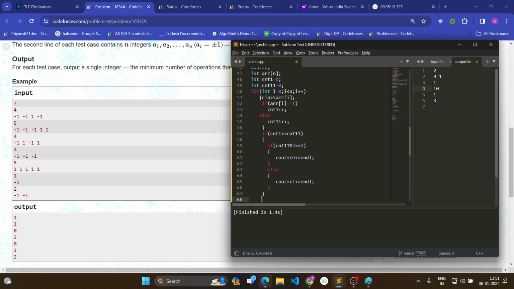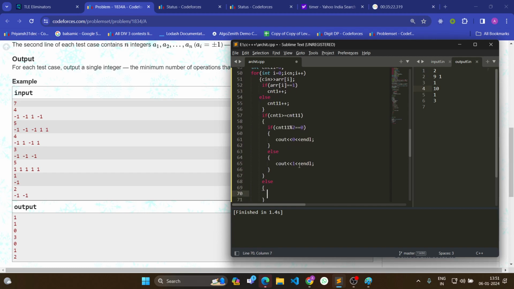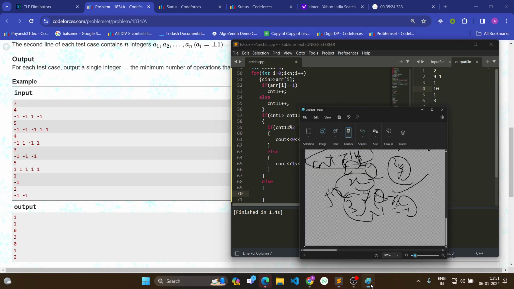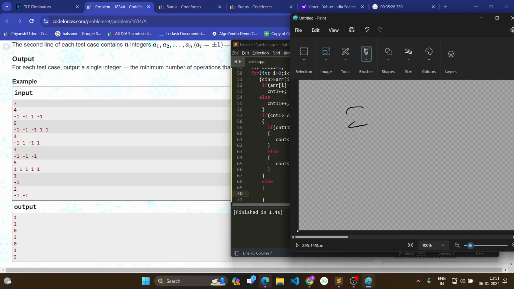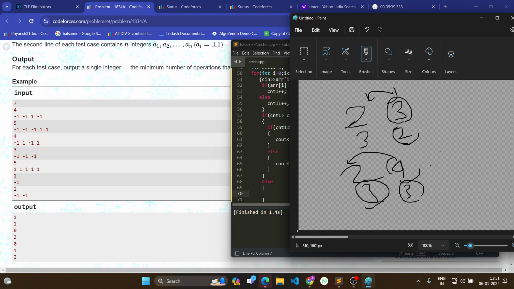Okay, and now comes the second condition. If count of 1 is less than count of -1, let's look at the conditions here. Like if I have 2 and here I have 3. So if I convert 1, then the answer becomes 3 and the answer becomes 2. Let's say I have 2 and 4, then the answer becomes 3 and the answer becomes 3. Okay, so let's say I have 3 and 5. So I subtract 1 and answer becomes 4 and the answer becomes 4.